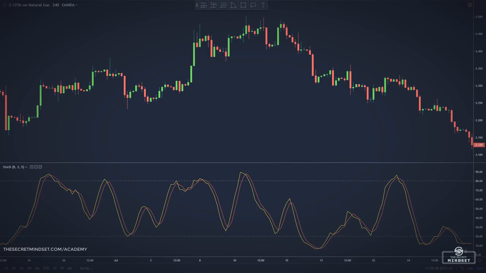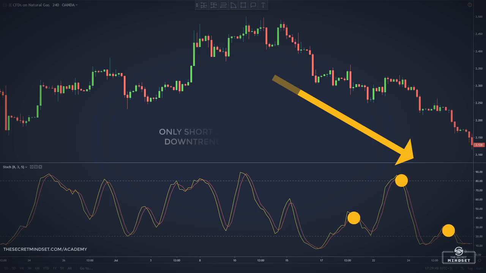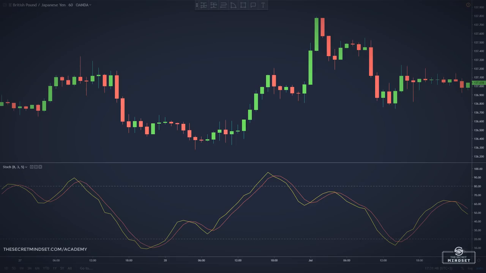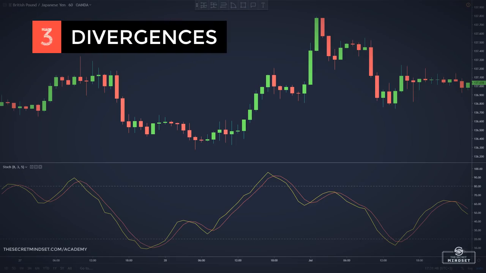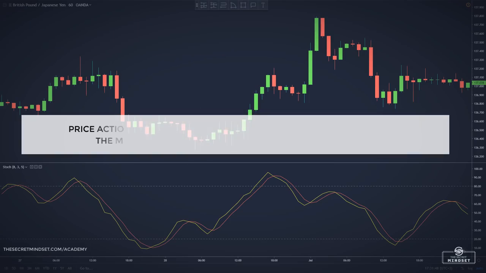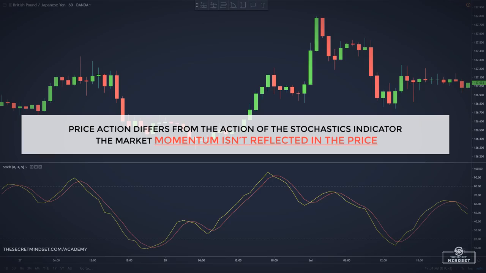Similarly, if you see a crossover sell signal during a downtrend, you can also rely on the signal as supporting evidence that the downtrend is likely to continue, ignoring buy opportunities. Maybe the most elegant approach is to look for price oscillator divergences. A divergence occurs when the price action differs from the action of the stochastic indicator. In other words, the market momentum isn't reflected in the price, which could be an early indicator of a reversal.